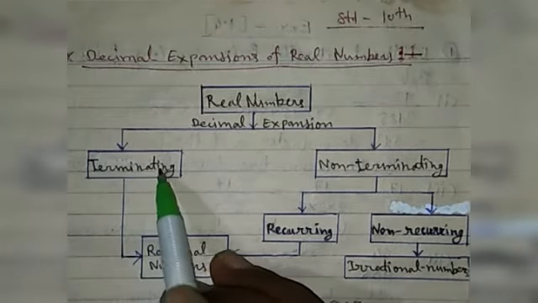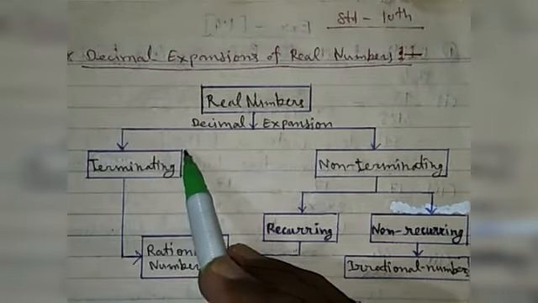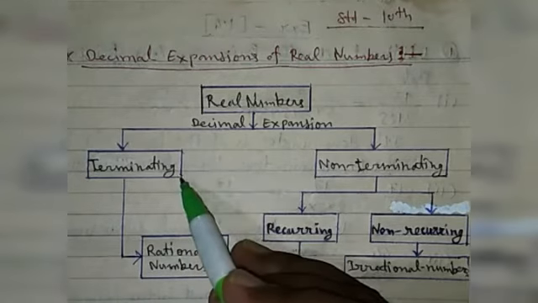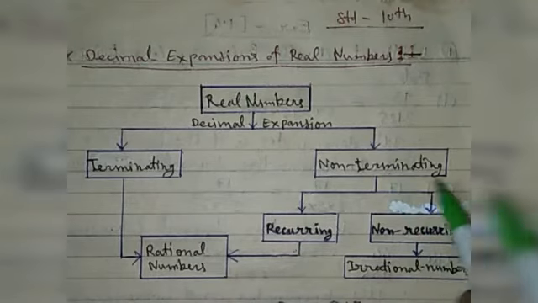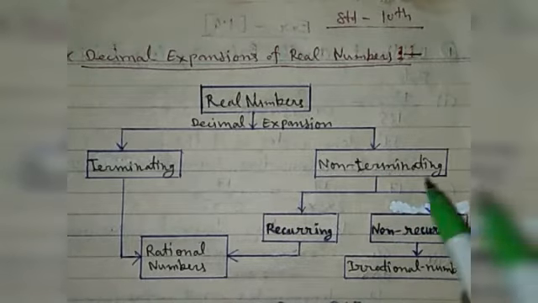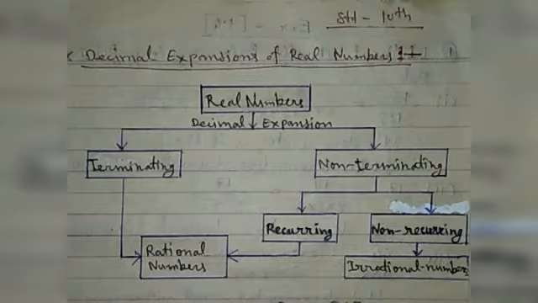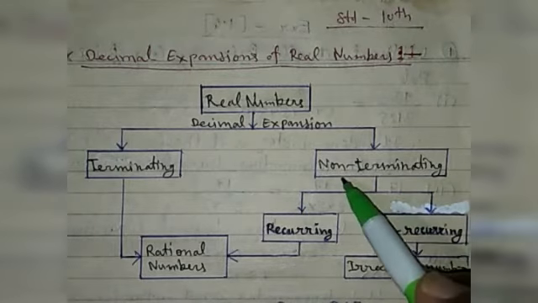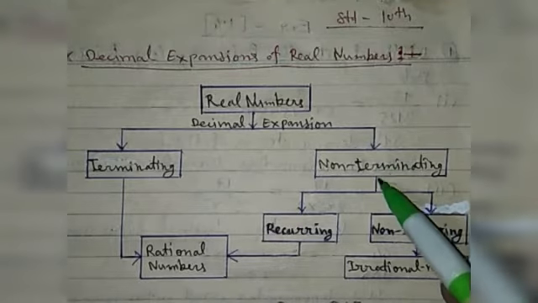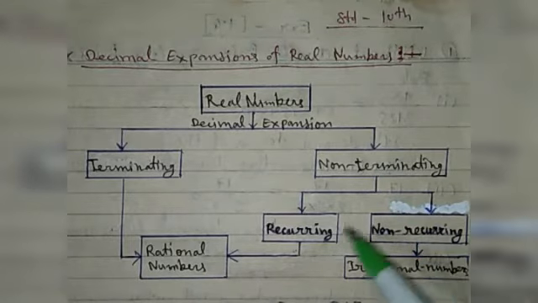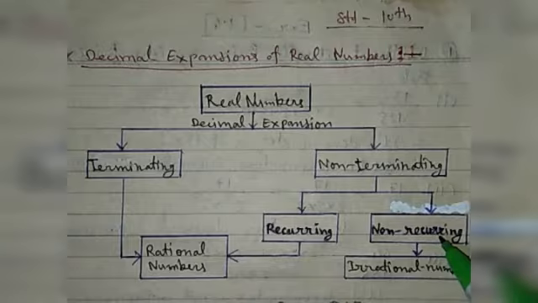Terminating means the decimal expansion ends after some digits. It has an end point. But a non-terminating decimal expansion has no end point. It goes on infinitely. If the decimal expansion is non-terminating, then it is of two types, recurring and non-recurring.